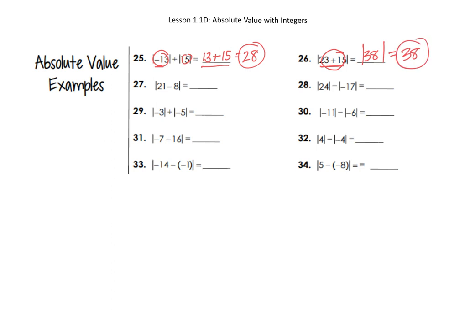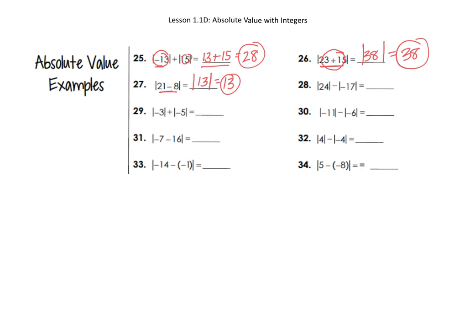Okay, then we move on, and we have 27. We have the absolute value of 21 minus 8. And again, that 21 minus 8 is inside, so we're supposed to subtract first. 21 minus 8 is 13. So this is asking us to find the absolute value of positive 13, which stays 13, because 13 is 13 units away from 0 on the number line.